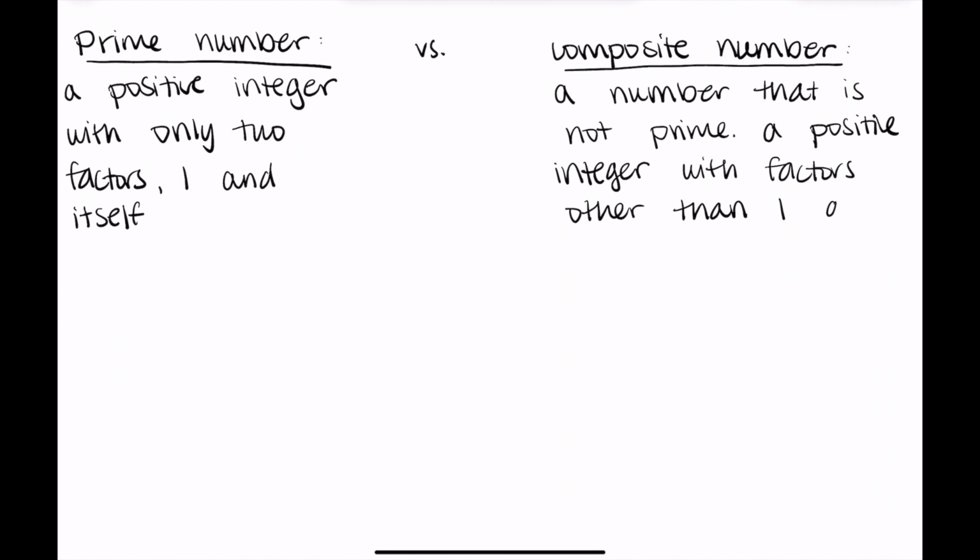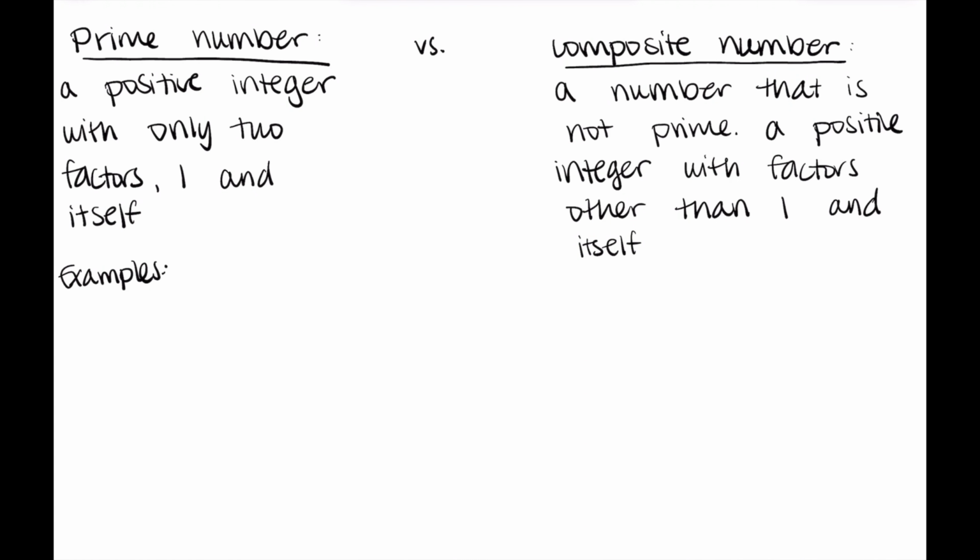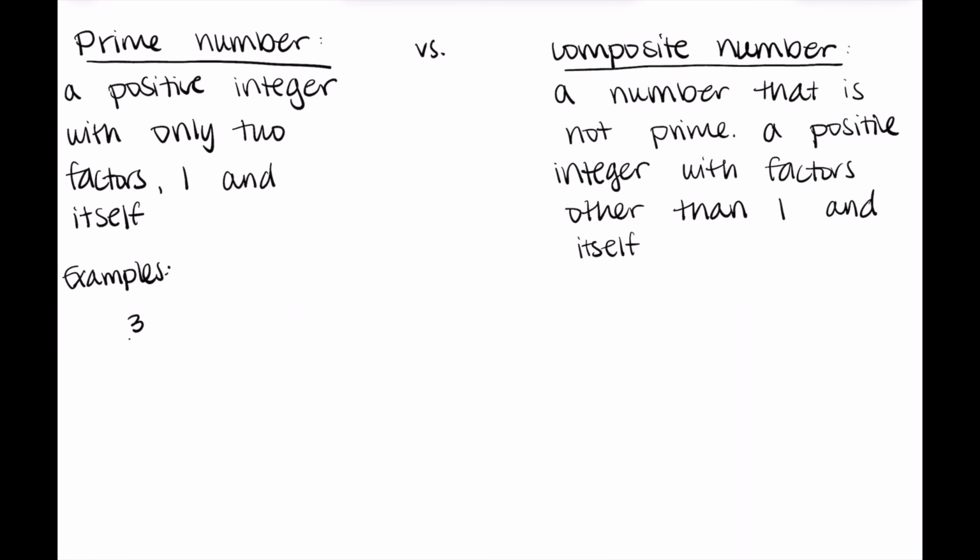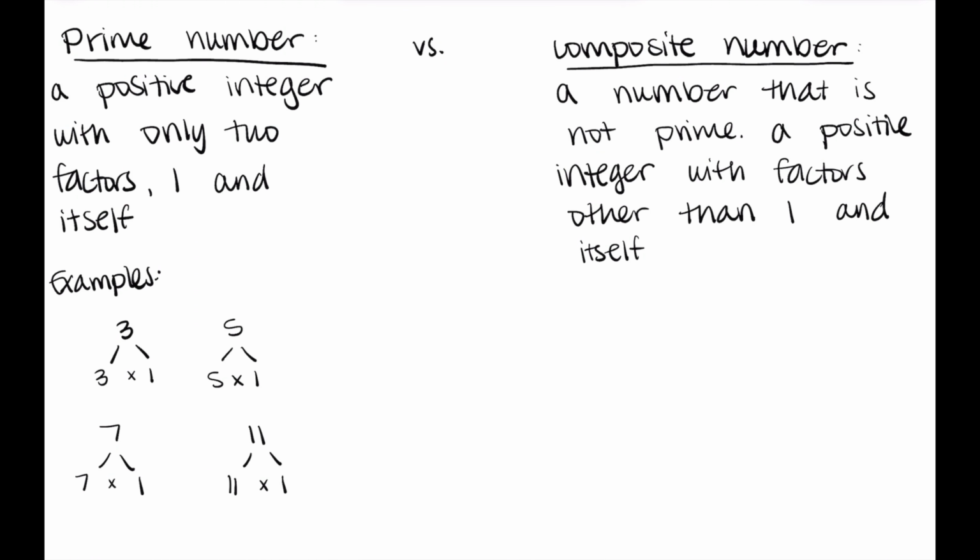So now that we've gone through and defined both of these terms and gone over the difference between what a prime number is and what a composite number is, let's go through and do some examples just so we can visually see what's going on here. So a number like 3, that only splits up into 3 times 1, right? So that would be considered a prime number. Same with 5, that splits up into 5 times 1. For 7 as well, that splits up into 7 times 1. And same thing goes for 11. For all of these, the factors are 1 and the number itself, right? So all of those would be considered prime.